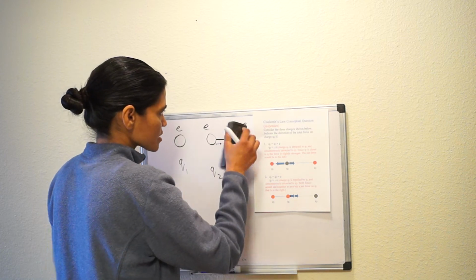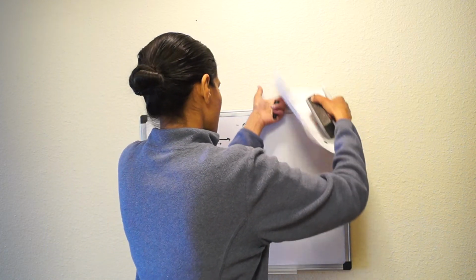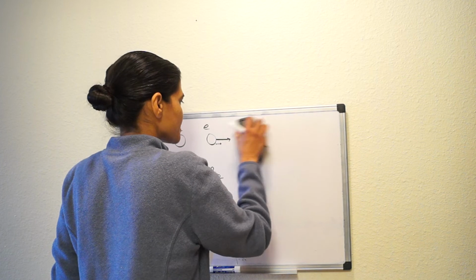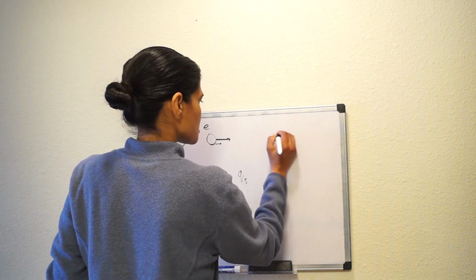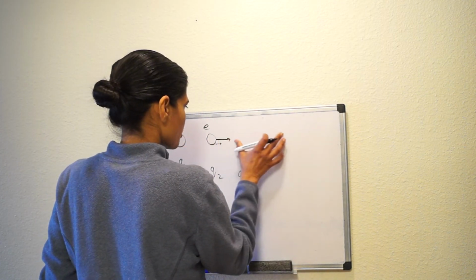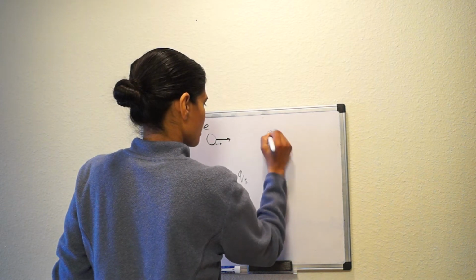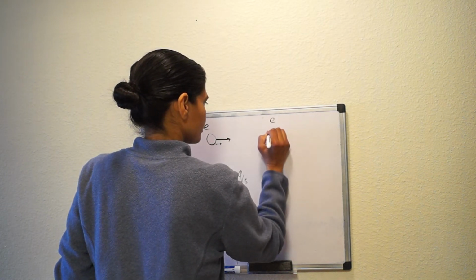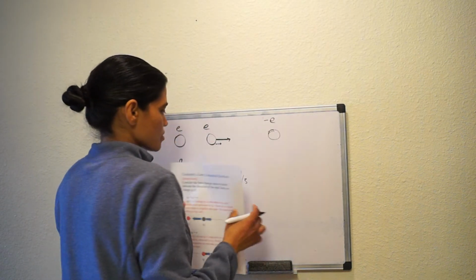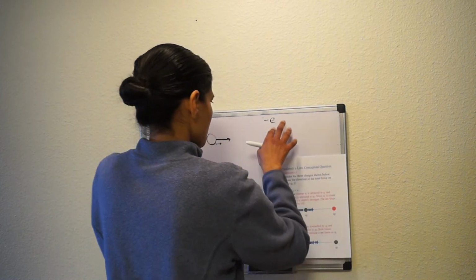Guys, something is not right here. I need to draw this further away. See, this distance is shorter than this distance here, so draw here. This is negative e. Now that would be better.